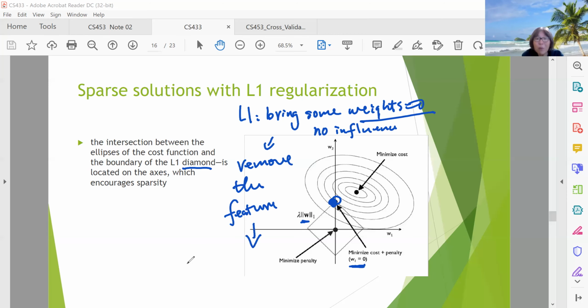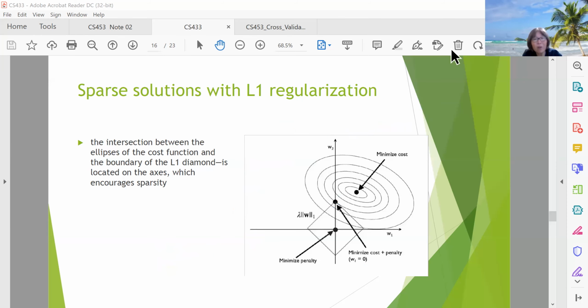Because it's removed, that's why we call it feature reduction. You can reduce the features. This is regarding the difference between L1 and L2. Keep that in mind: L1 is used for feature selection, and L2 is used for regularization.